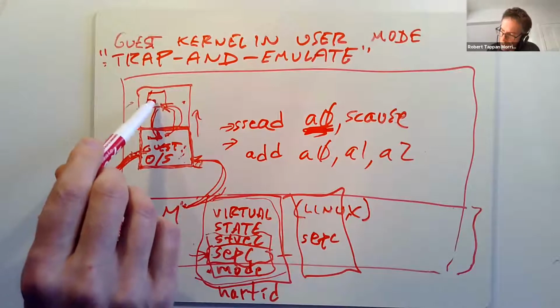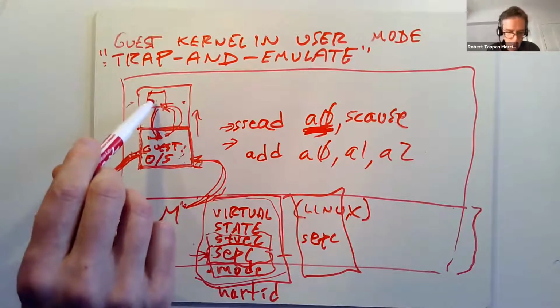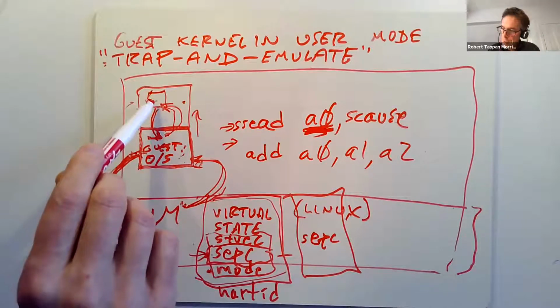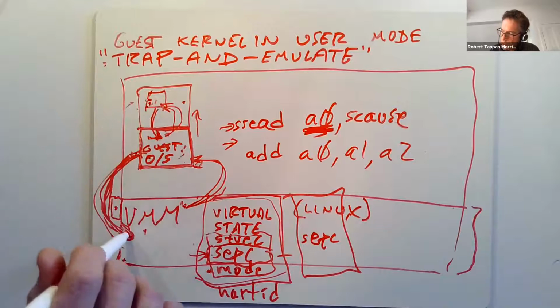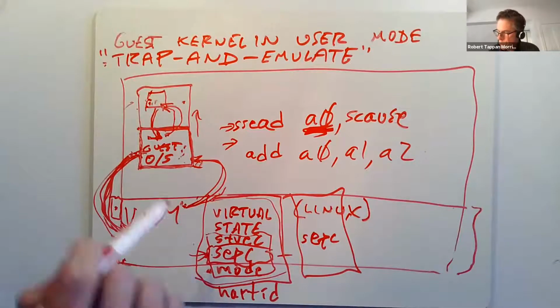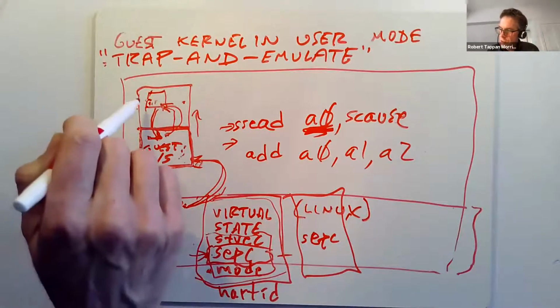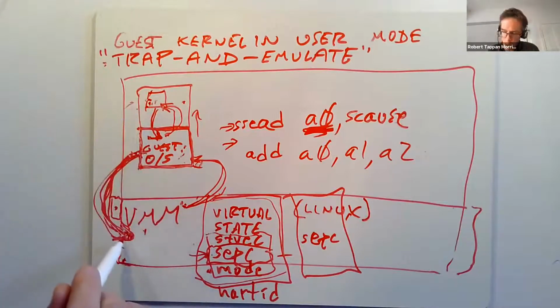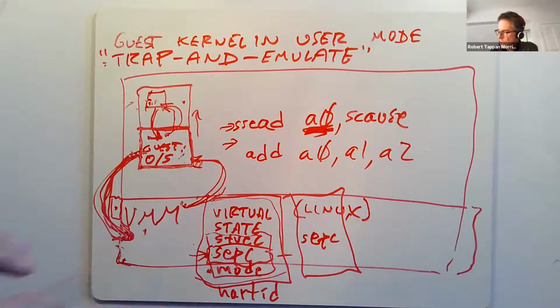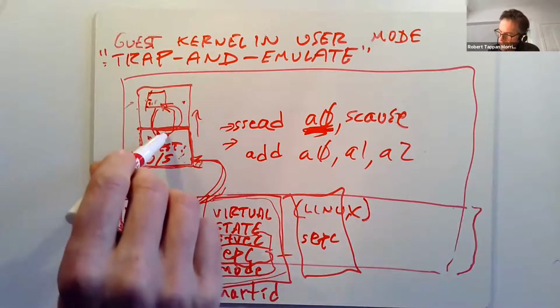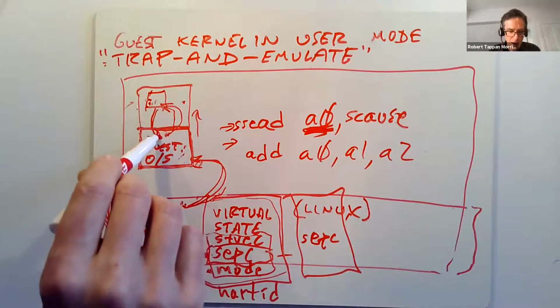When the guest code wants to make a system call, it executes the eCall instruction. That causes a trap. That trap goes to the virtual machine monitor in this scheme. The virtual machine monitor consults the virtual mode. The virtual mode is user space. It looks at the instruction that trapped, that faulted. It's an eCall. And then the virtual machine monitor makes all the changes in the virtual state required to simulate a system call trap into the guest operating system.